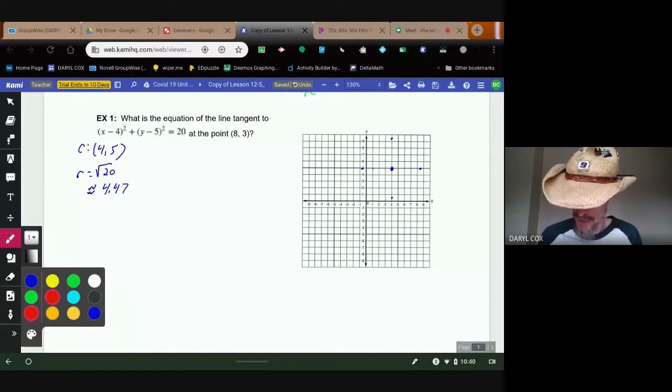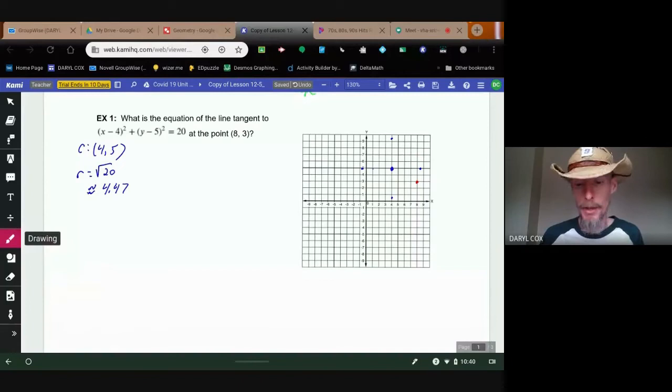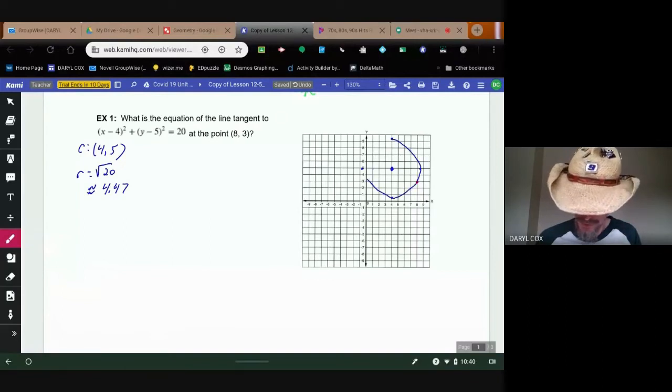So that's at (8, 3). That's going to be there. Now, that point's going to be on the circle because that's where the tangent line touches the circle. So that helps me draw my circle a little better. Sketching my circle, it's going to go through all of those points. Pretend that's a circle, even though it looks like a rounded square. But hey, we're going to deal with it.